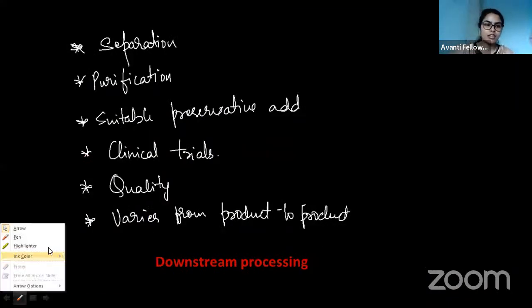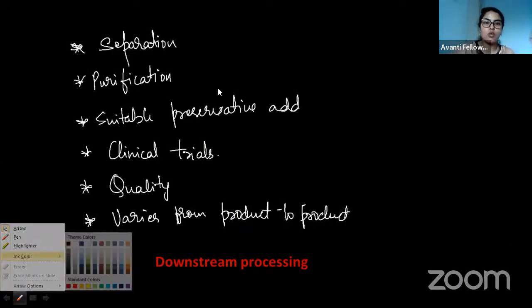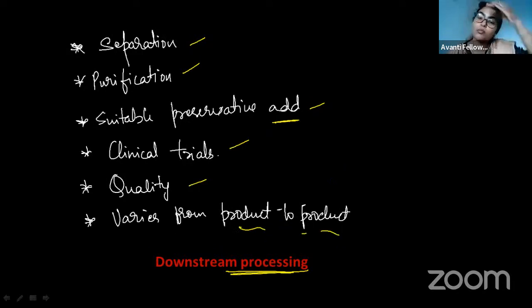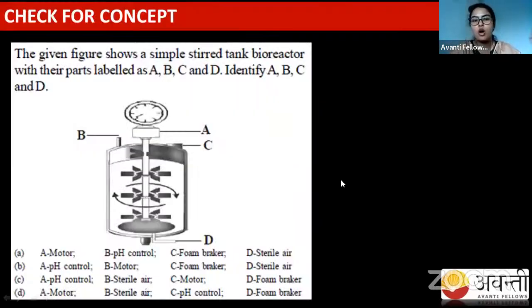ಸೊ ಫಸ್ಟ್ ಏನ್ ಮಾಡ್ತೀವಿ, ಸೆಪರೇಟ್ ಮಾಡ್ತೀವಿ. Okay, first what we are going to do, separating, and then purification is done, and then adding the preservative if there is any, clinical trial ಮಾಡ್ತೀವಿ, quality testing ಮಾಡ್ತೀವಿ. ಮತ್ತೆ ಈ ಡೌನ್ ಸ್ಟ್ರೀಮಿಂಗ್ ಪ್ರಾಸೆಸ್ ಫ್ರಮ್ ಪ್ರಾಡಕ್ಟ್ ಟು ಪ್ರಾಡಕ್ಟ್ ವೇರಿ ಆಗುತ್ತೆ. ಇನ್ಸುಲಿನ್ಗೆ ಒಂಥರ ಆದ್ರೆ ಯಾವ್ದೋ ಬೇರೆ ಅಮಾಕ್ಸಿಸಿಲಿನ್ ಆಂಟಿಬಯೋಟಿಕ್ ಡ್ರಗ್ ಗೆ ಬೇರೆ ತರ. Okay, so there are different types. So this is all about the bioreactors and the biotechnology.